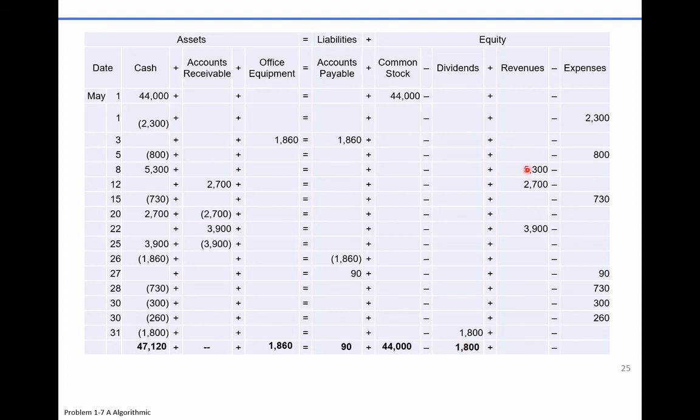Total all of our revenues for all the things that were sold during the period. And total all of our expenses. Now, typically we would detail each of these expenses separately: the salary expense, the cleaning expense, the rent expense, etc. But for right now, we're just going to lump them all together. And total expenses are $5,210. And with that, we've completed problem 17A, the alternate version, part 1 and 2.